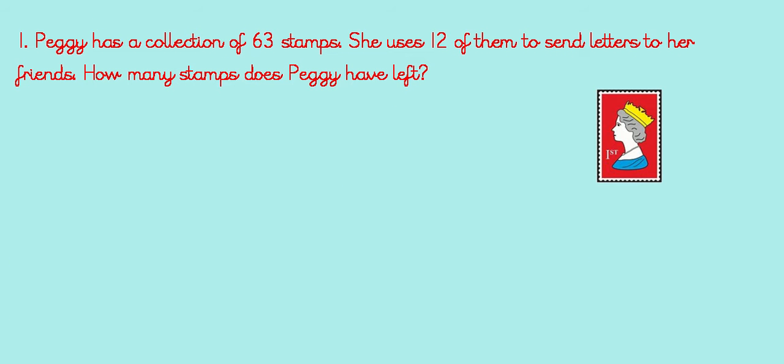Question 1. It says, Peggy has a collection of 63 stamps. She uses 12 of them to send letters to her friends. Maybe she's missing them during lockdown, hey? How many stamps does Peggy have left? Peggy has a collection of 63 stamps. That's our total, isn't it? That's what she had at the beginning.